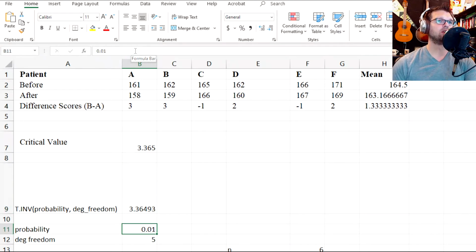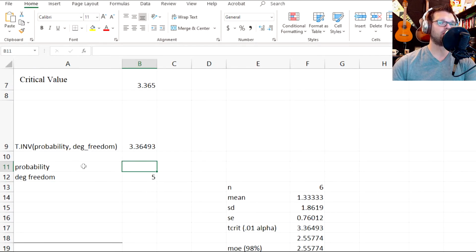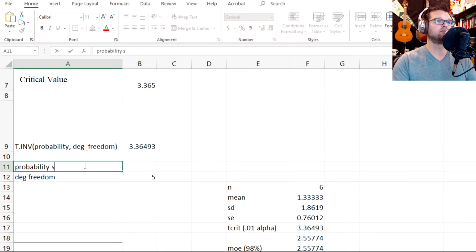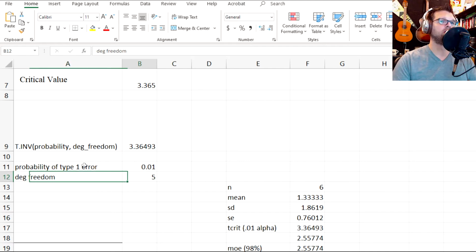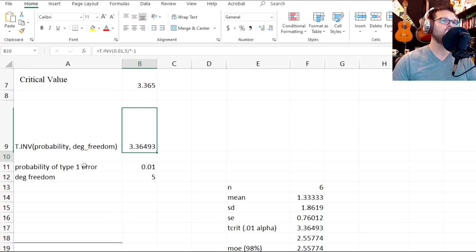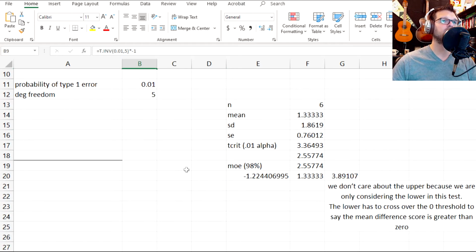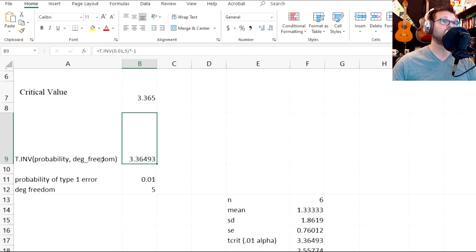Coming down here, like I said, the probability that it was asking for was 0.01, which is the same as alpha, the probability of type 1 error, and then the degrees of freedom is 5. And like I said, it defaults to a lower tail, so to change it to an upper tail, just multiply it by -1.